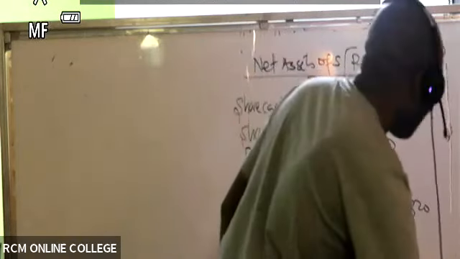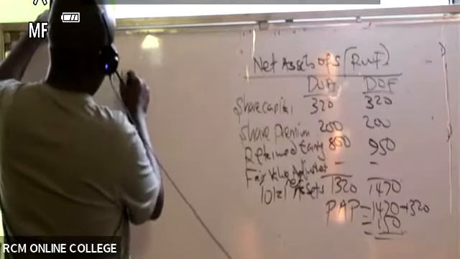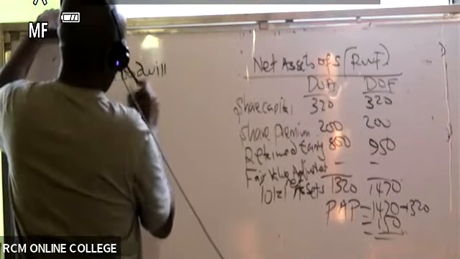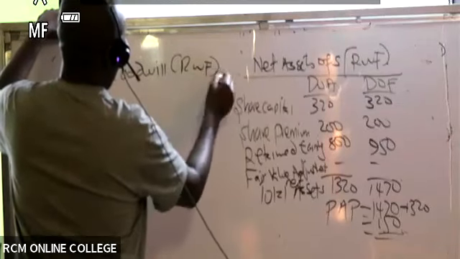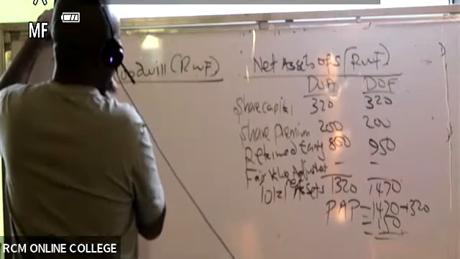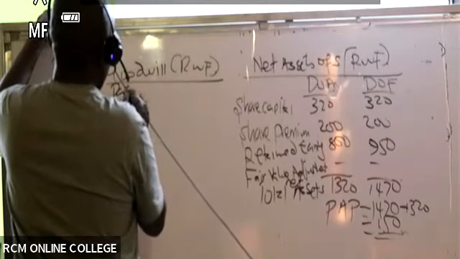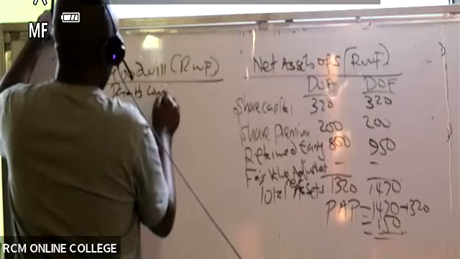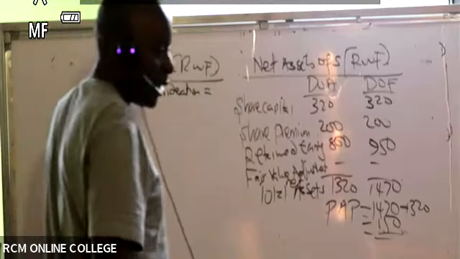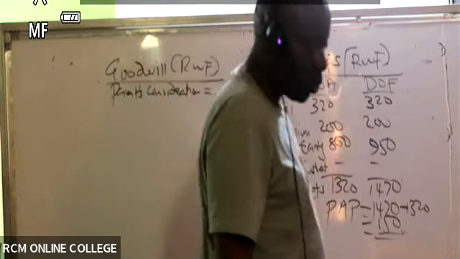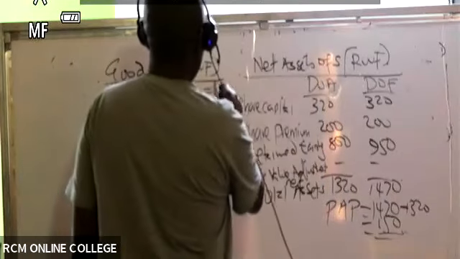So then what I would expect you to do for me very fast, please go ahead and give me Goodwill. Again, remember this will be in Rwandese francs. So is there somebody who is able to see the parent's consideration? The parent's consideration equals 1,200 Rwandese francs.